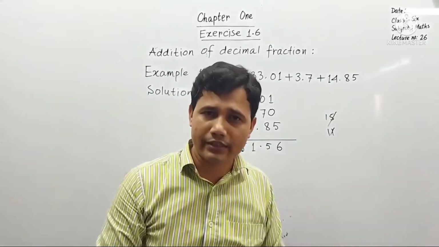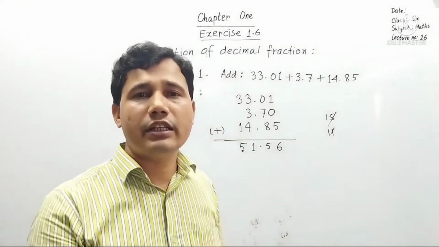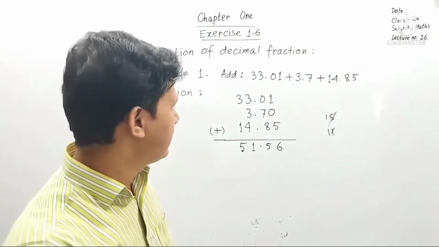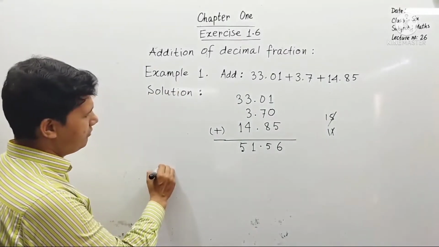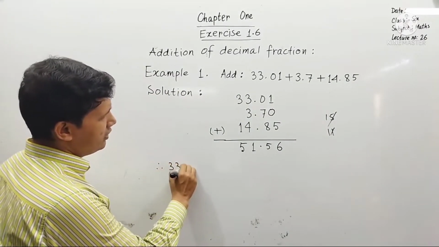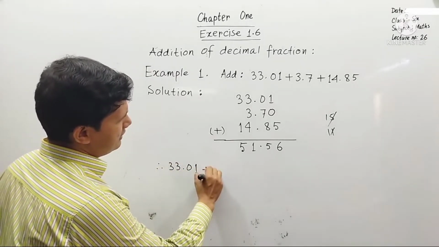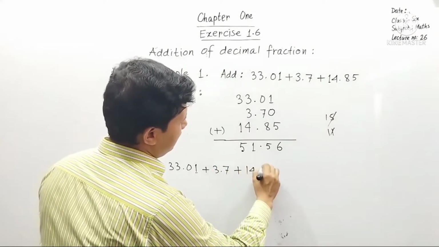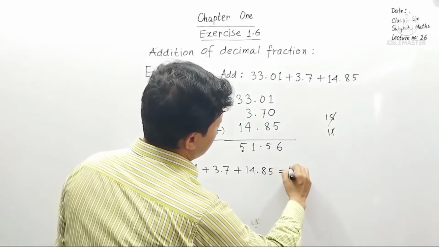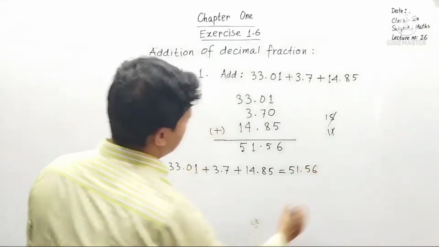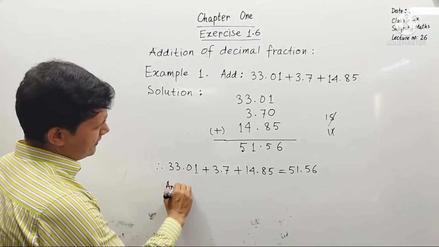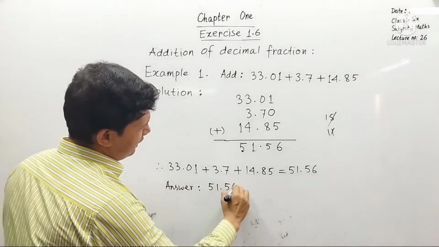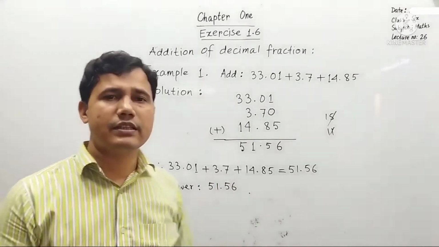After the decimal point, you will tell the digits, not the number, on the right side. Okay? Then you will write down the answer. You can write this way: 33.01 plus 3.7 plus 14.85 is equal to 51.56. Now the answer is 51.56. This is the answer.